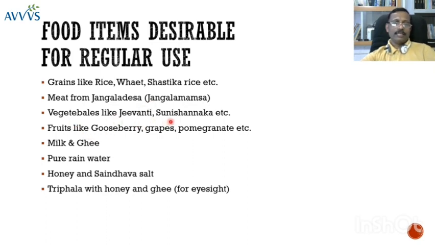Vegetables like Jeevanti, Sunishannaka, etc. Many lists are there. Fruits like gooseberry, grapes, pomegranate, etc. Milk and ghee in a proper quantity. Pure rainwater. Honey, and Saindhava salt. Triphala with honey: if you take Triphala with honey daily, it is good for eyesight. So these types of materials you can take daily.